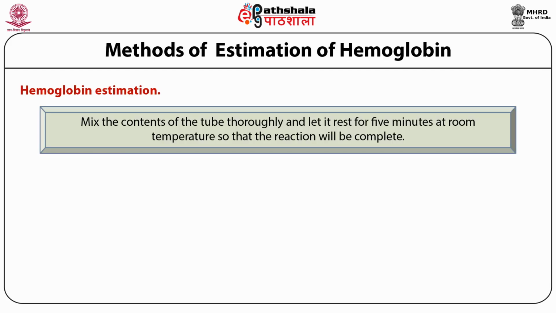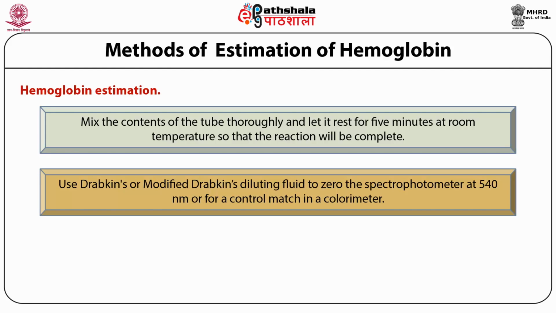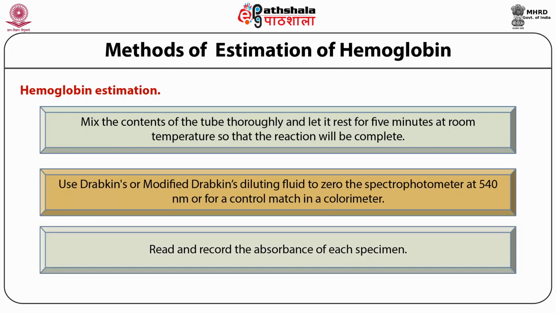Fill each cuvette with the amount specified. Use Drabkin's or modified Drabkin's diluting fluid to zero the spectrophotometer at 540 nm, or for a control match in a colorimeter. Read and record the absorbance of each specimen.